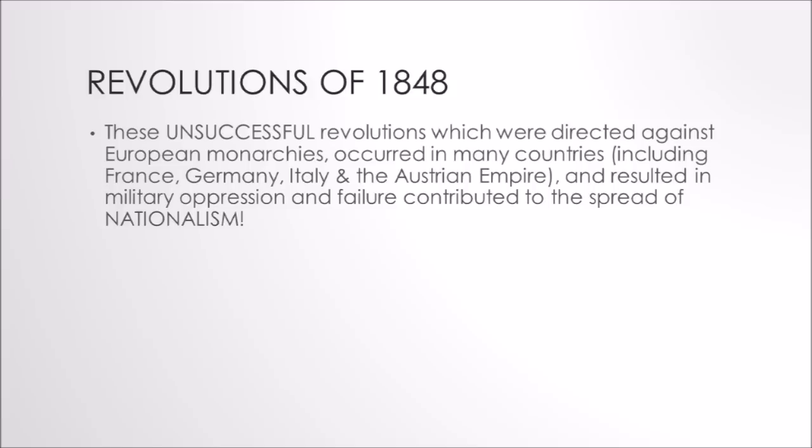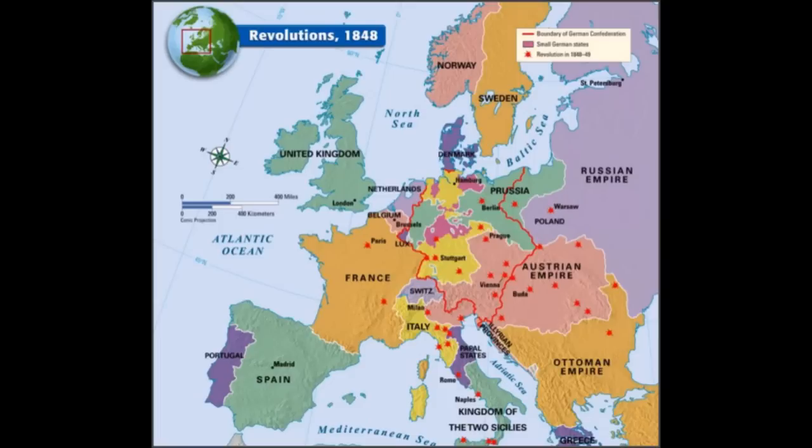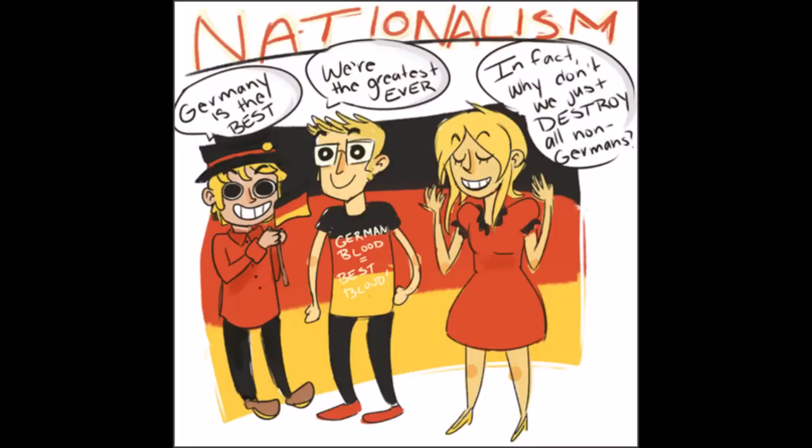There were many revolutions in 1848 that were unsuccessful. They were directed against European monarchies. It occurred in many countries, including France, Germany, Italy, and the Austrian Empire, and resulted in military oppression, and failure contributed to the spread of nationalism. Here's a map showing you where they occurred, and a cartoon illustrating nationalism, or extreme pride and love of one's country.